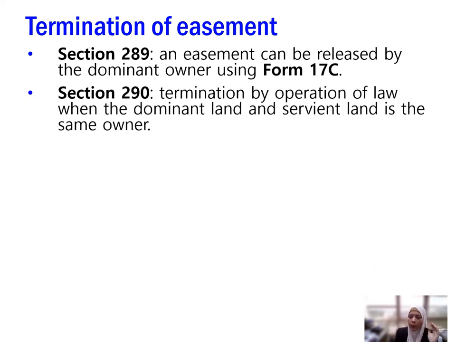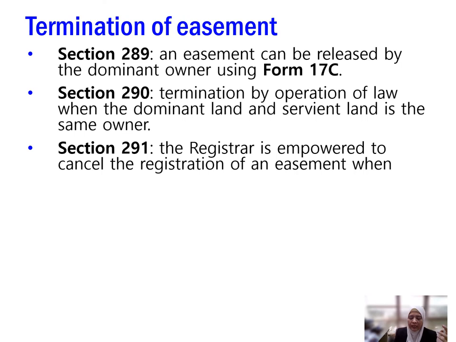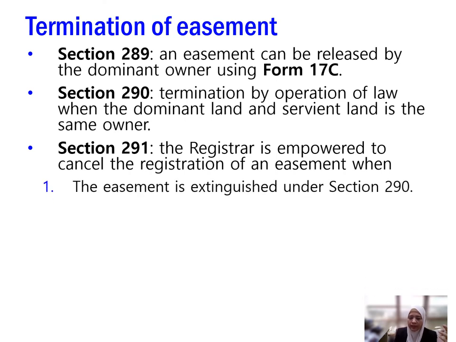Another way is when the dominant land and servient land have the same owner. Under Section 290, by operation of law, the easement will be extinguished, no more. Because you have the same owner, what's the use of having an easement? And according to Section 291, this is the power of the registrar to cancel the registration when the easement now comes under the same owner. The dominant land and servient land have the same owner. So the registrar gets to know that there is a transfer. There is a purchase of land, a transfer of land from the servient land to the dominant land. So now both servient and dominant land belong to the same owner, so there's no longer an easement according to Section 290.